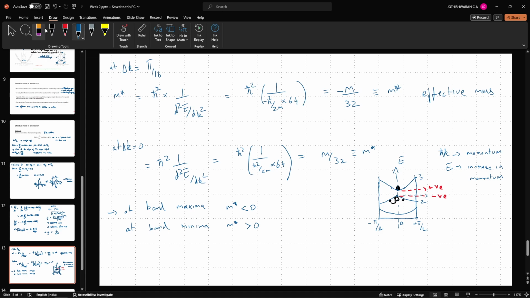Even then, k equal to 0 will correspond to... So, except at k equal to 0, if k is positive, it means the electron is moving along the positive direction. If k is negative, it means the electron is moving along the negative direction. Just think of it that way.